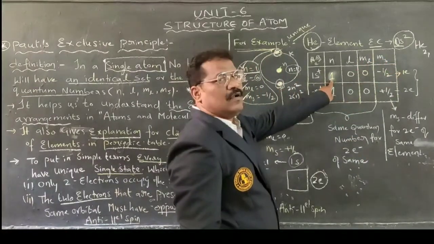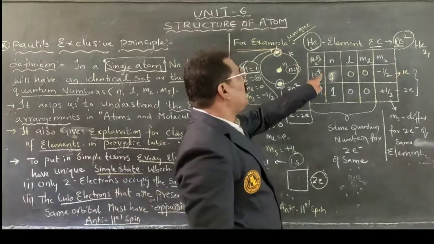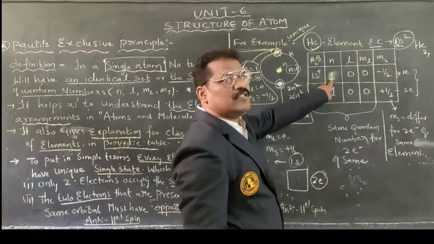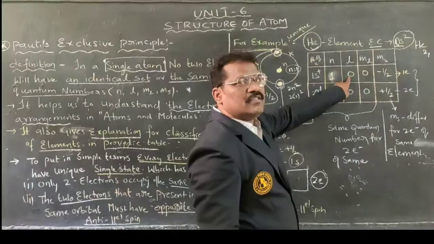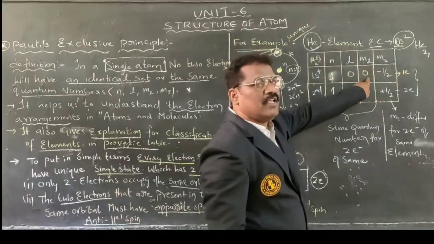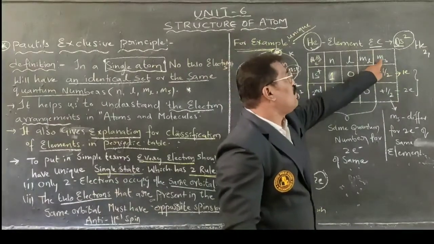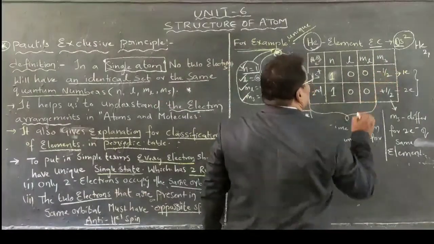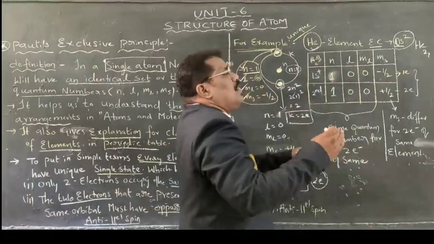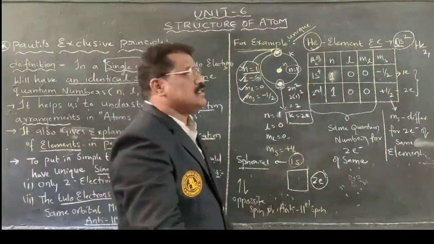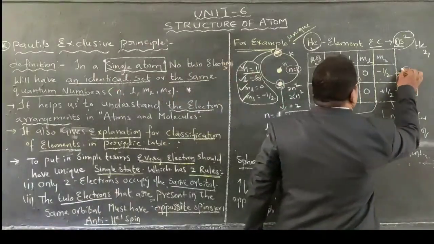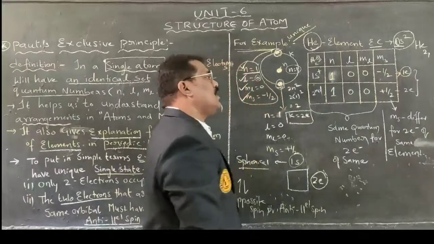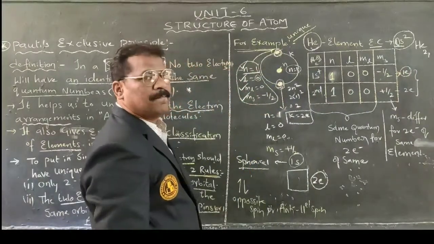for the first electron, I am talking about one electron, the principal quantum number is 1, the azimuthal quantum number is 0, the magnetic quantum number is 0. But for the spin quantum number, if I take minus half, it indicates the opposite spin. Spin is minus half for one electron.